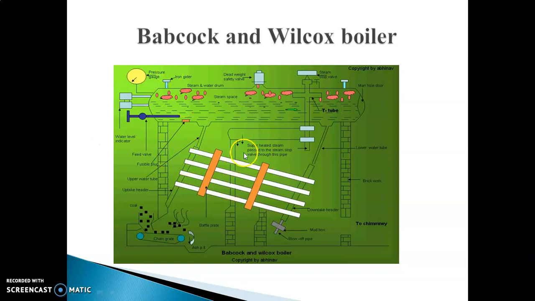Here the difference is that downtake header and uptake headers are there. The downtake header collects the water from the water drum, and it passes through the water tubes. The uptake header takes the water from the water tubes to the steam space. Here baffles are there. They give support to the inclined water tubes and give direction to the flue gases that pass around the water tubes.